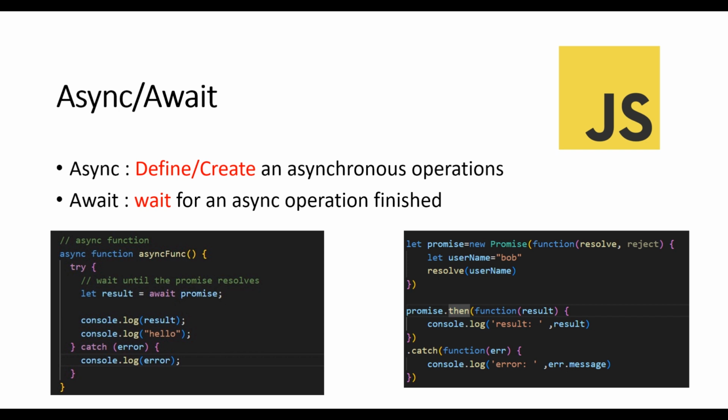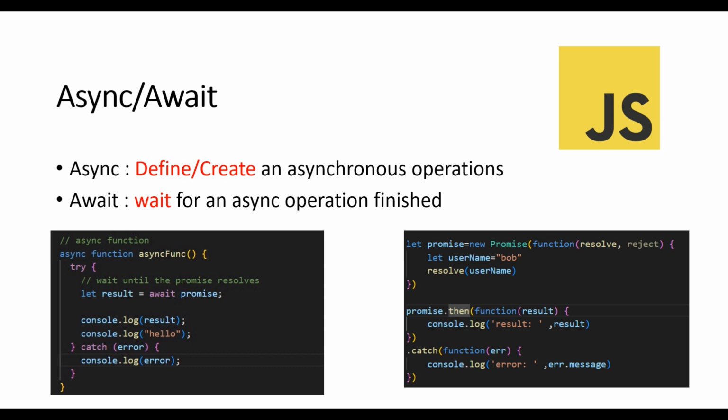As you can see on the right side, in the previous video we talked about promises, where we defined a promise that resolves a username. Here we have a promise that resolves the username, and then we can retrieve the value using the .then chaining method. Here we can console the value of the promise, and then we can catch the error of the promise.